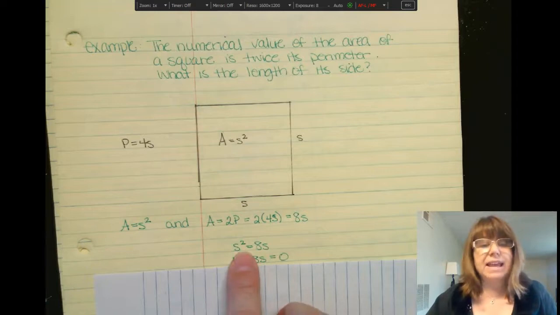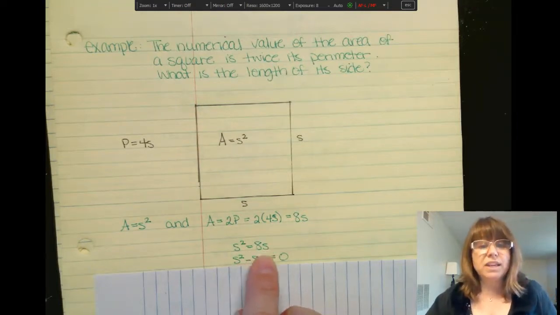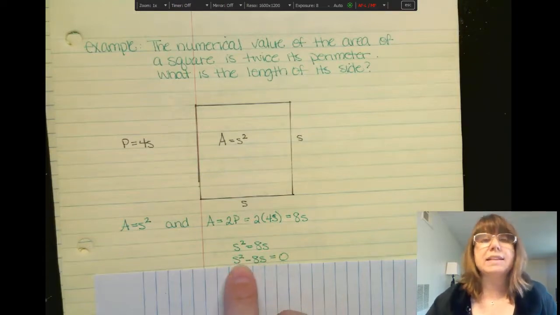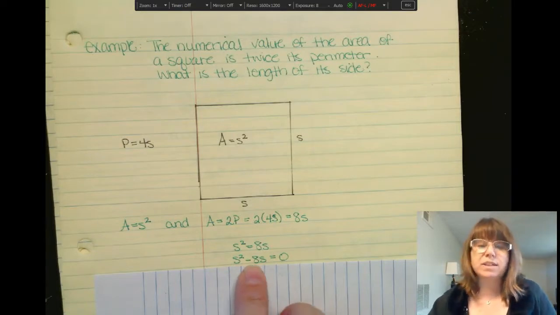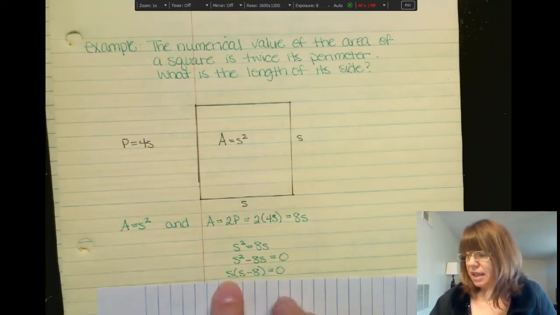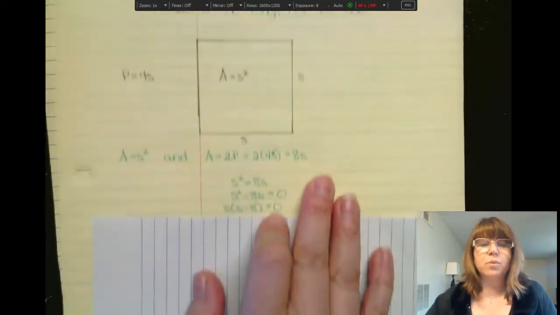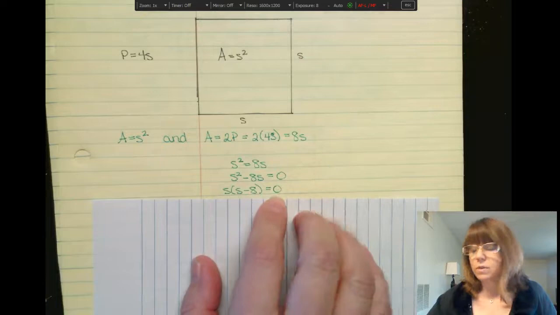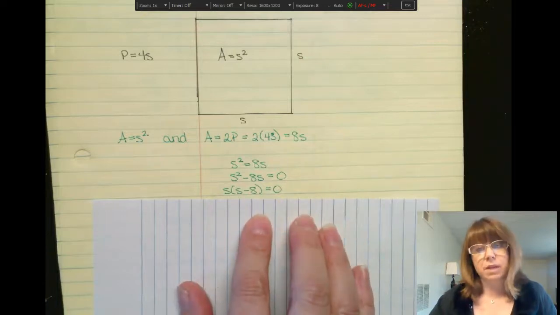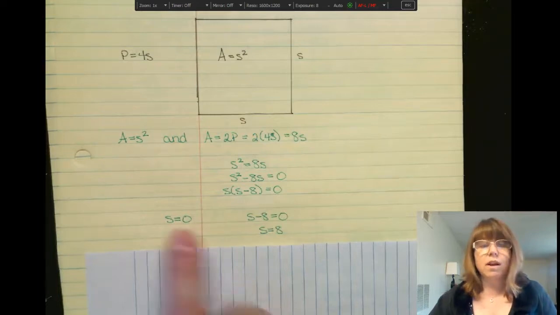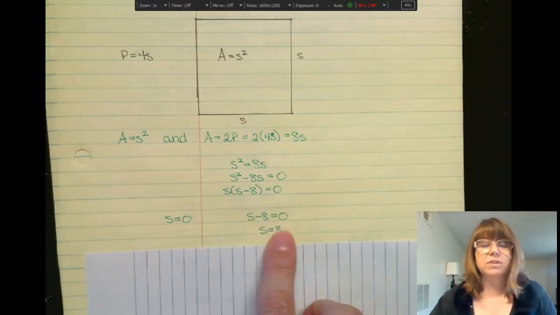So I have s squared equals 8s. Let's move the 8s over to the side so we can set it to 0. So s squared minus 8s equals 0. Let's factor it: s times s minus 8 equals 0. We're going to break those apart, set them each to 0, and see what our solutions might be. So first, s can equal 0, or s minus 8 equals 0, which is s equals 8.